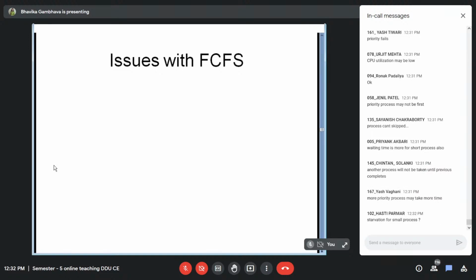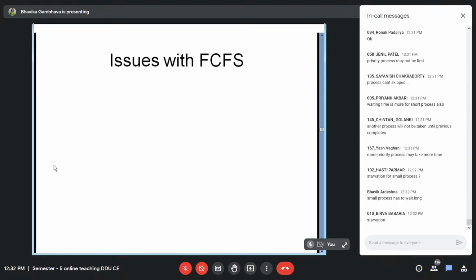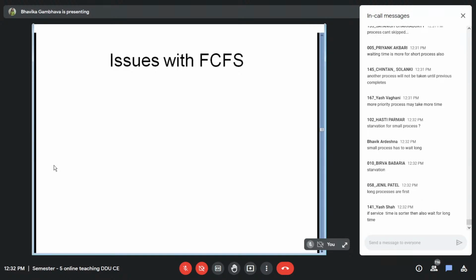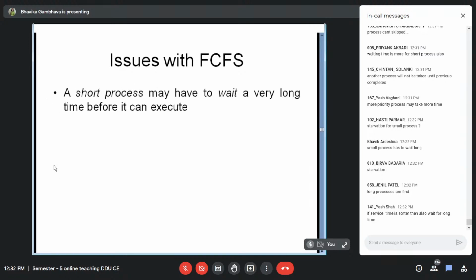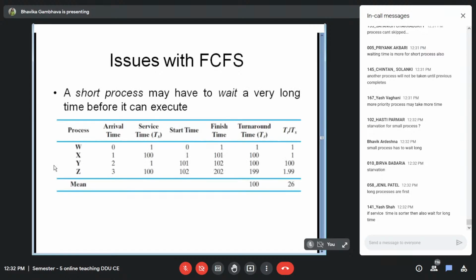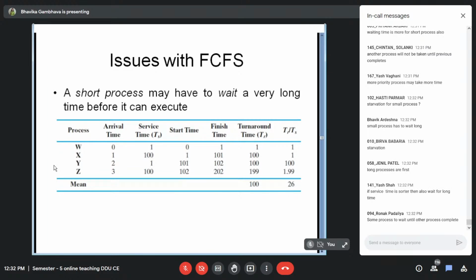But here priority is not assigned. Whenever priority is not assigned, or if all of them are at the same priority, then only first come first serve will be executed. So here we can say there is starvation for the smaller process if there are too many longer processes before that. So a short process may have to wait for a very long time before it gets executed. And why are we emphasizing the short process? Long processes also will have to wait, but the impact on the long process will be slightly lesser.